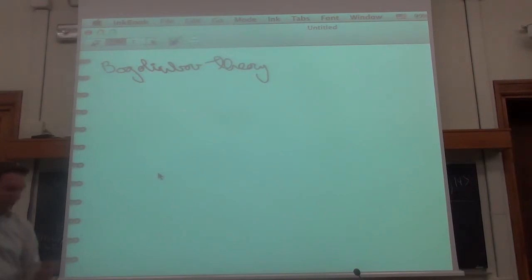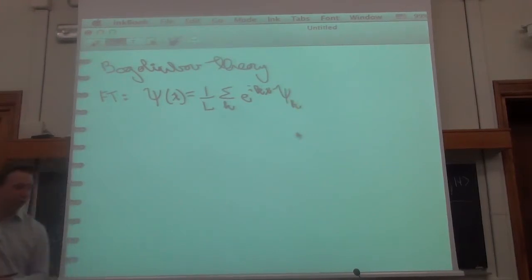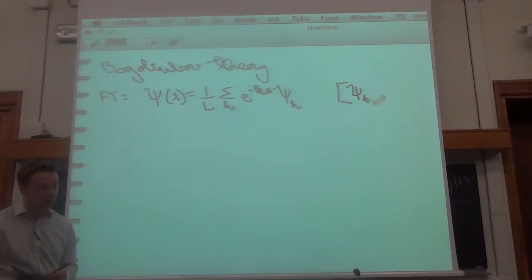Let's just get some notation. We will first introduce some Fourier transforms of our fields. We write the field operator ψ(x) as 1 over L, summation over momentum indices, e^{ikx} times ψ_k. The inverse transform is quite simple. The canonical commutation relations in these conventions are that in Fourier space the commutator between the k and k' modes is equal to L times the Kronecker delta of k and k'.